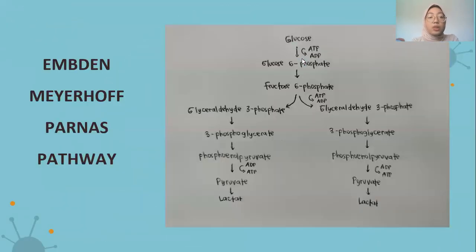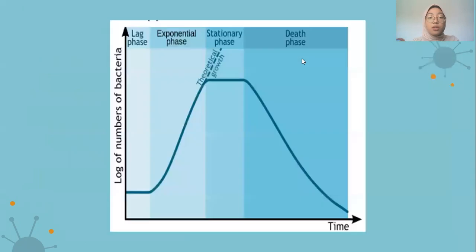So the sucrose and inulin, as you know, contain glucose. The glucose will be metabolized by bacteria using the EMP pathway, producing lactic acid under anaerobic conditions. So the lactic acid is used as the energy source for its growth. Here's the graphic of bacterial growth. As you can see, this is the four phases. First, we will discuss the lag phase.